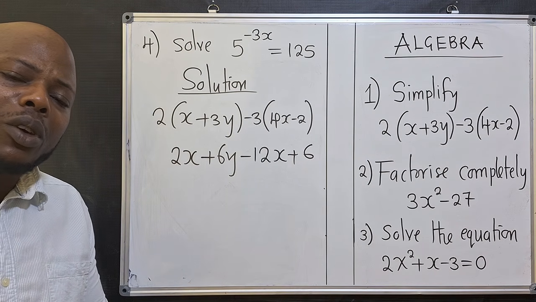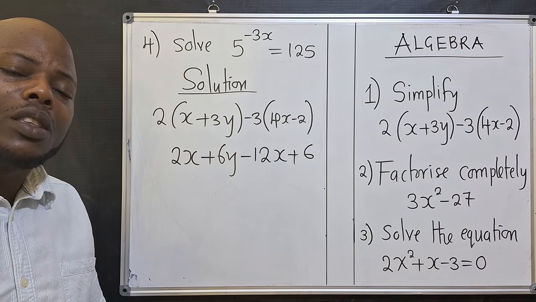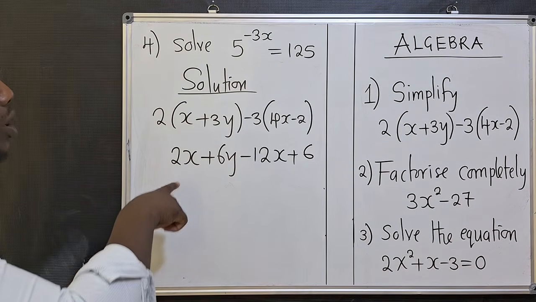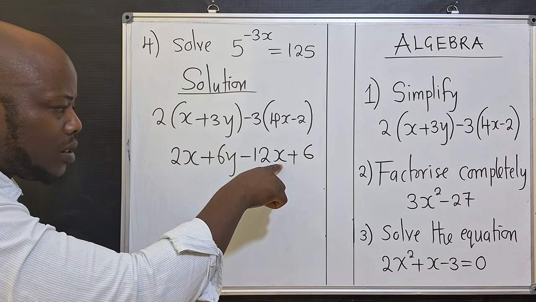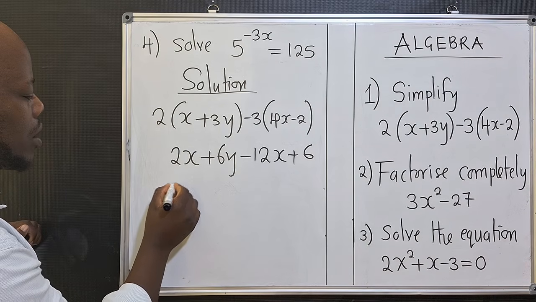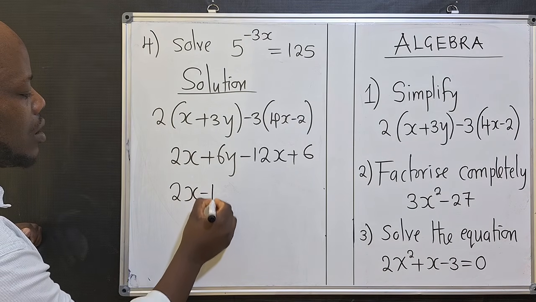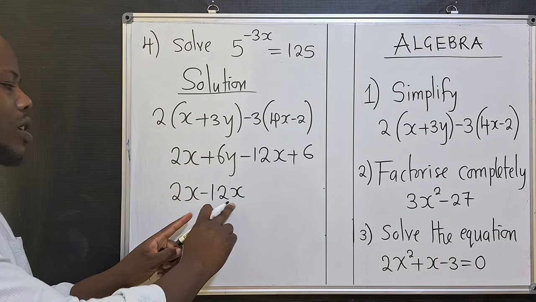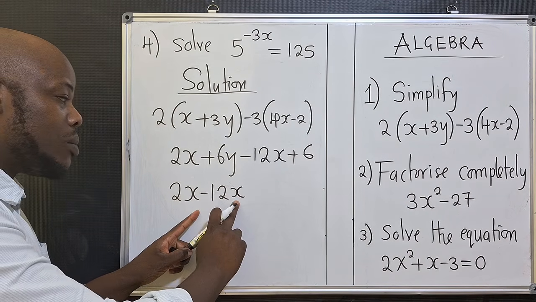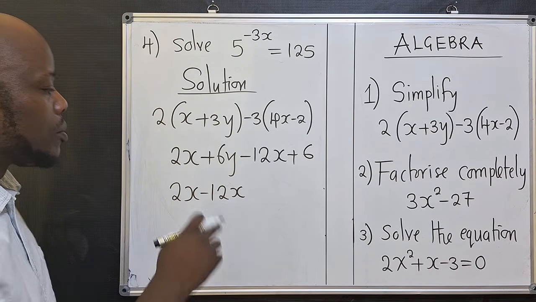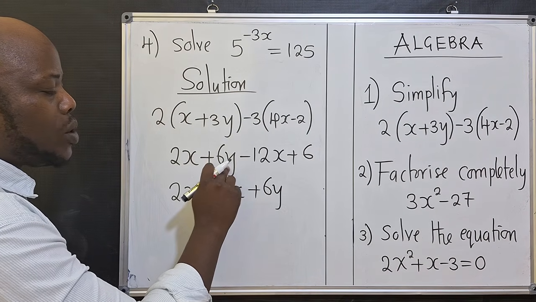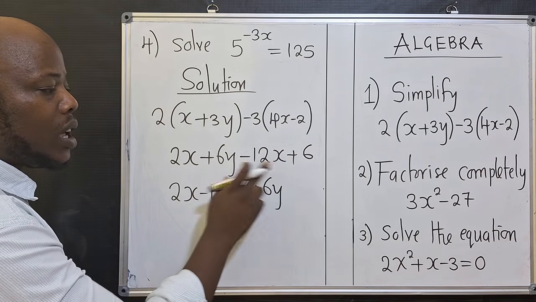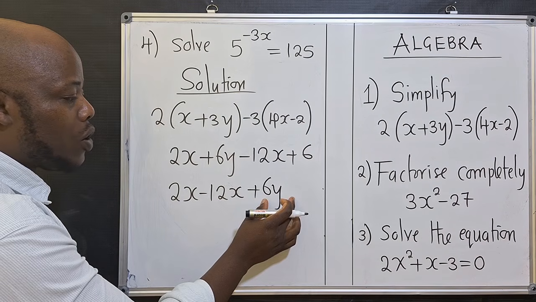After getting rid of the brackets, we now group the like terms. We check, this one has got x. Which other term has got x? It's this one. So they can be together like this, because they have similar variables. Next, we come to 6y. Do we have anything that has got y here? No. So this one will be alone.